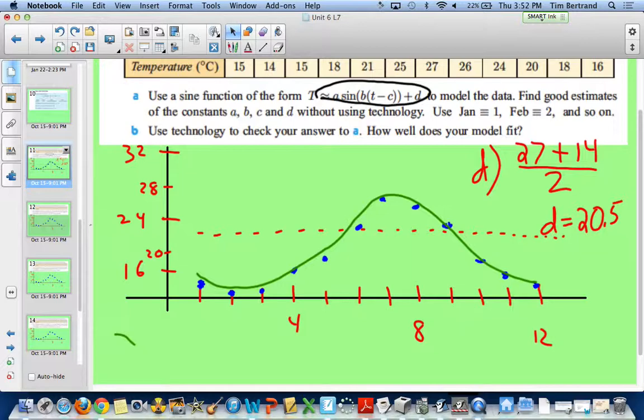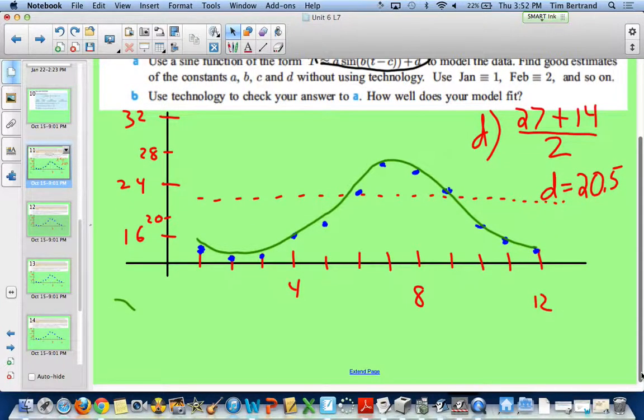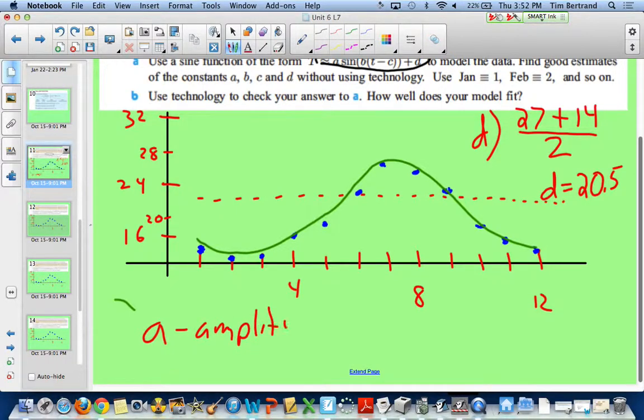So the next piece that people tend to find a little bit easier in this graph is probably the A, finding the amplitude. So I'm going to scroll down a little bit, and if I want to find the amplitude, A is the amplitude. I can either take the highest value and subtract the mean line of 20.5, or I can find the difference between the highest and lowest and divide that in half. And so that's what I'm going to do.